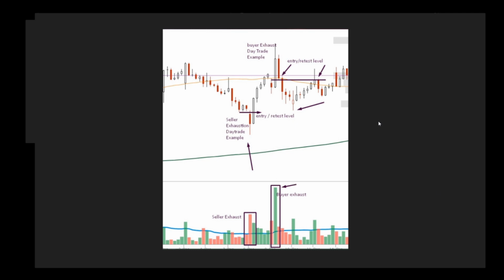You don't want to mistake ignition volume for exhaustion, because A, the trade just won't present, and B, if you enter the trade mistakenly, you could get burned. That comes with just watching and starting to pay attention and searching for these three different kinds of volume.